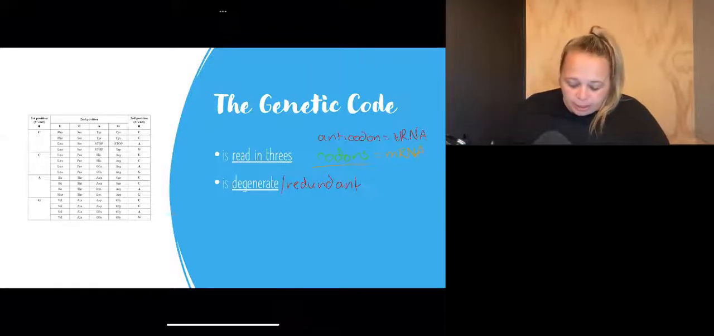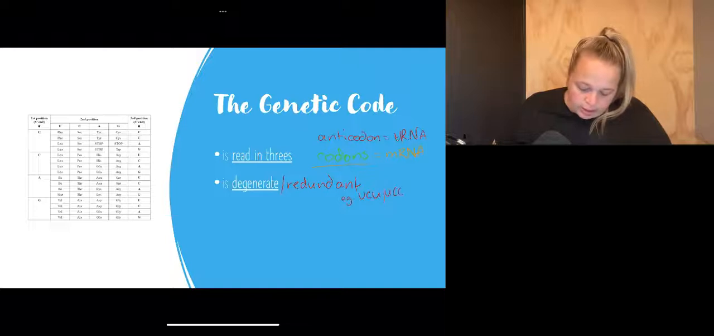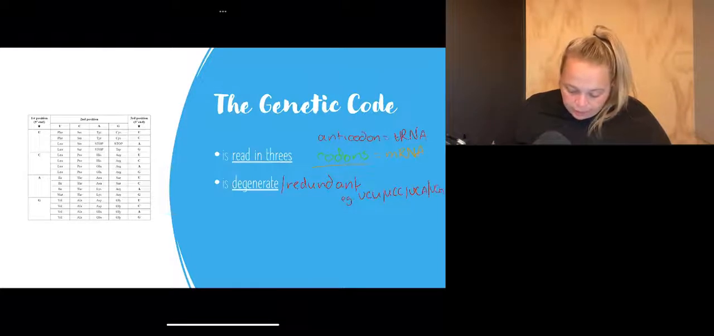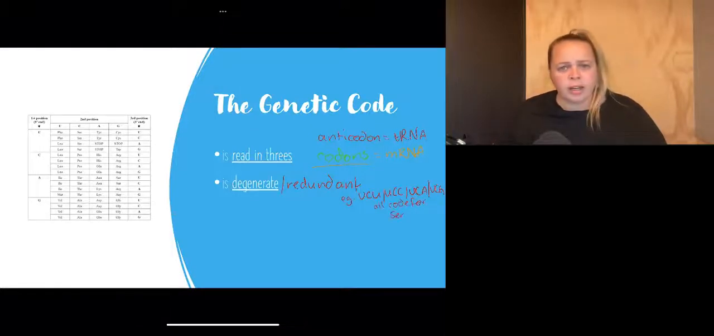Yeah, so the best example here is that e.g. UCU, UCC, UCA, and UCG all code for serine. Okay, and because they all code for the one amino acid, you can see that that's what we mean by degenerate. Why is that helpful?